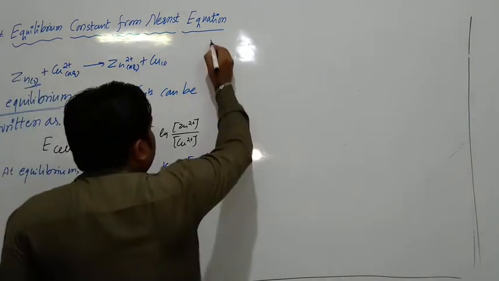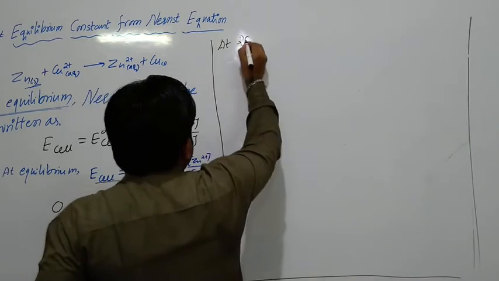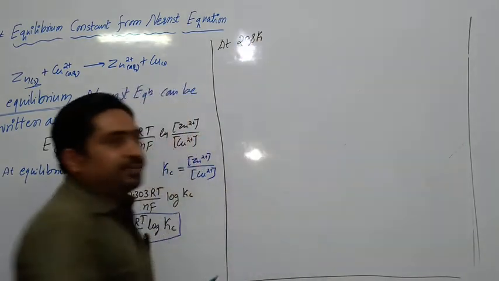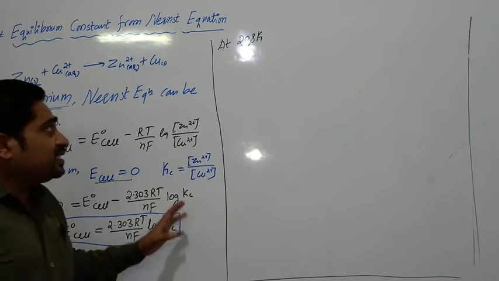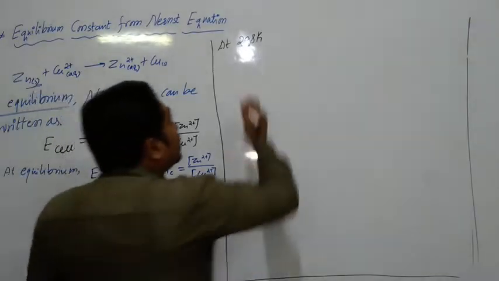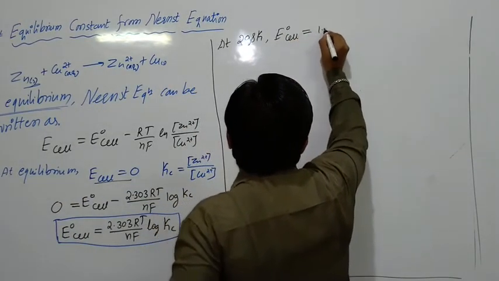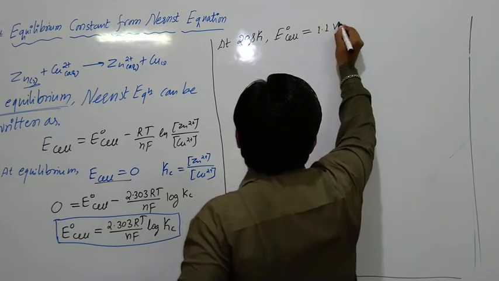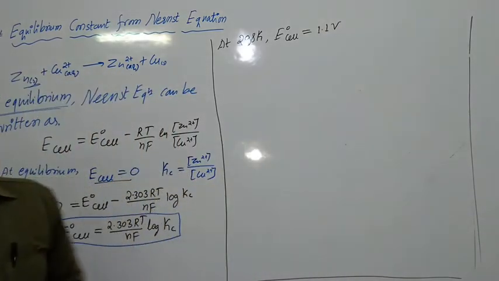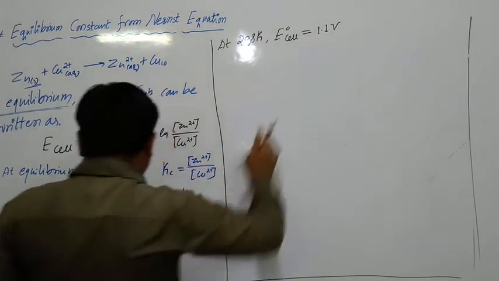Now let us consider a particular case at 298 Kelvin temperature. We know the standard cell potential of the Daniell cell. How much is it? At 298 Kelvin, E naught cell for the Daniell cell is equal to 1.1 volt. Isn't it? We know that at 298 Kelvin, the standard cell potential of the Daniell cell is 1.1 volt. Now let us put this value in this equation.